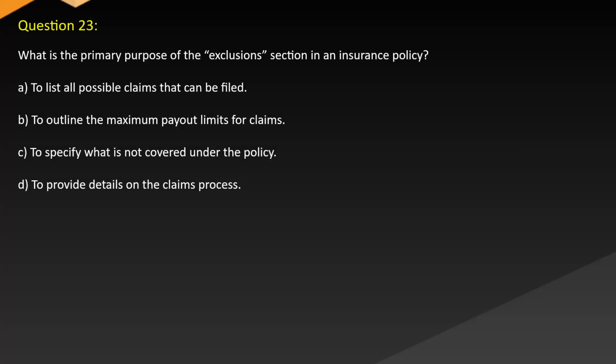Question 23. What is the primary purpose of the exclusions section in an insurance policy? A. To list all possible claims that can be filed. B. To outline the maximum payout limits for claims. C. To specify what is not covered under the policy. D. To provide details on the claims process.